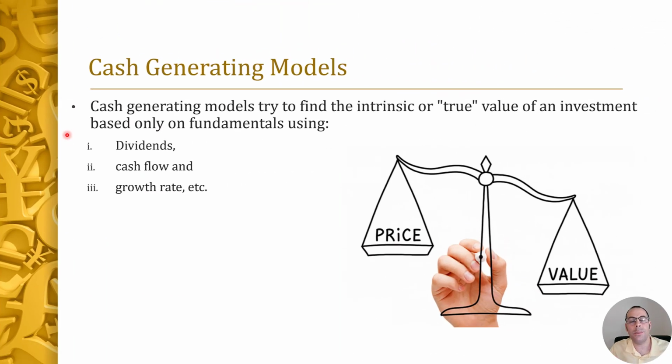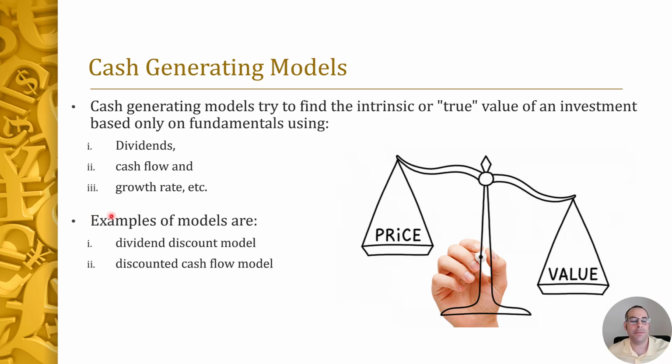So let's talk a little about cash generating models. This is when you try to find the intrinsic value of an investment. You can use lots of variables to figure this out, but the more common ones are dividends, cash flow, and sometimes you have to predict the growth rate. Because it's almost impossible to predict 20, 30 years in the future, so at some point you have to stop and just apply a consistent growth rate. So two really common examples of these models are the dividend discount model and the DCF, discounted cash flow model.